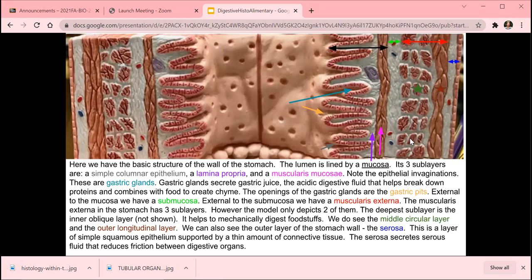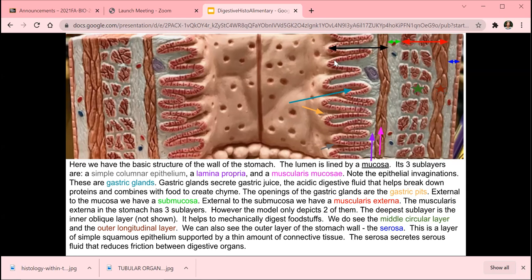The next structure is the stomach. We have four layers in the wall of the stomach, like the other parts. First, you can see tunica mucosa with epithelium, lamina propria, and muscularis mucosa. The epithelium here is simple columnar epithelium, and this epithelium is specialized for making secretions of gastric juice, the acid and enzyme to digest proteins.